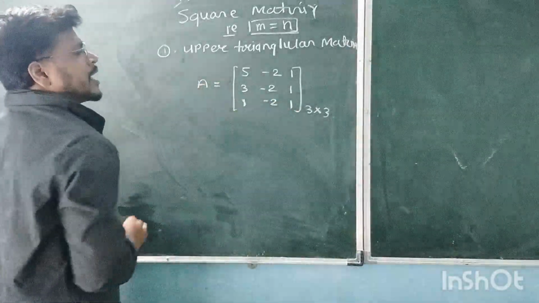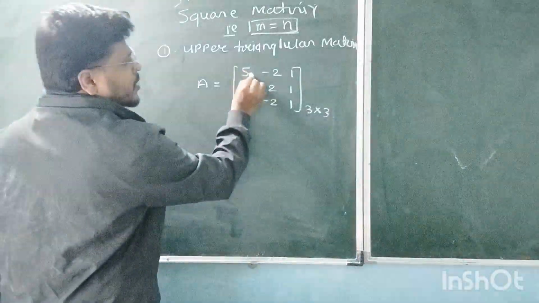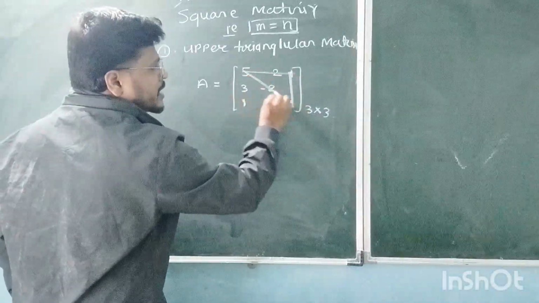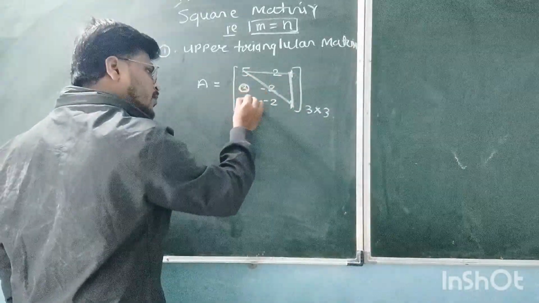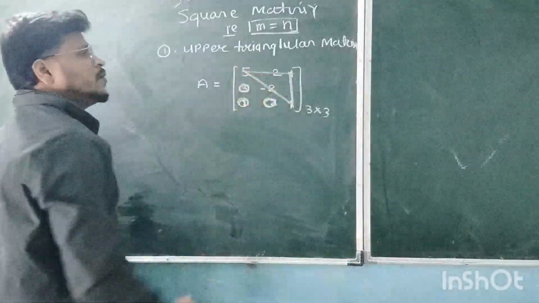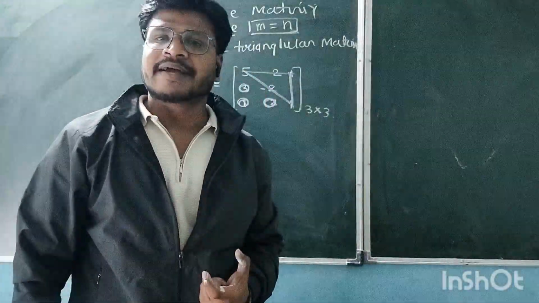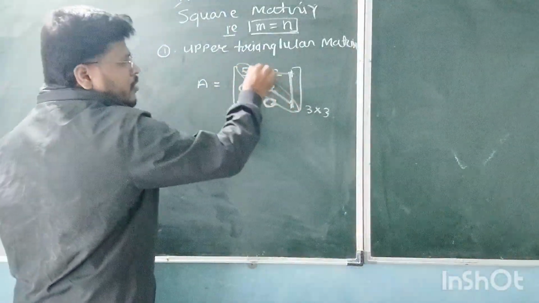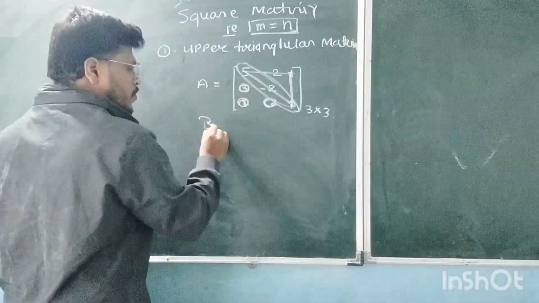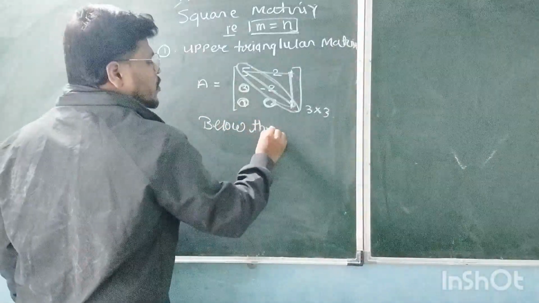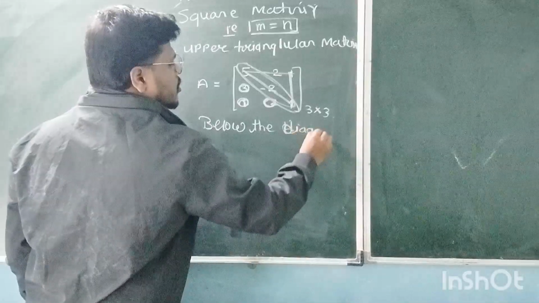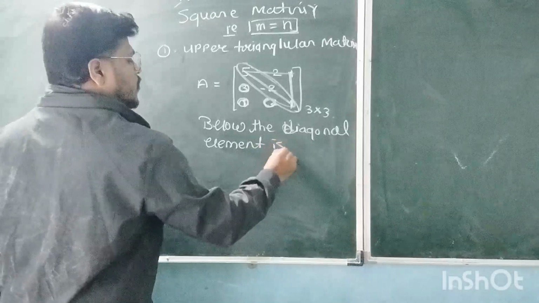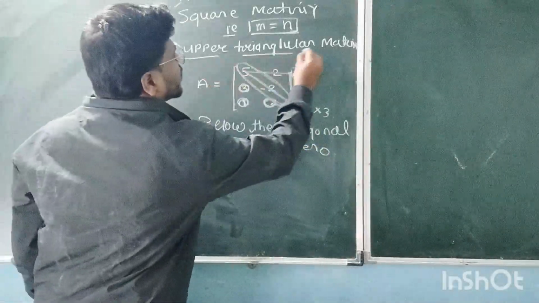When is it called an upper triangular matrix? First I am taking the upper triangle like that. If this element is 0, then it is called an upper triangular matrix. What is the definition? If the elements below the diagonal are 0, then it is called an upper triangular matrix.